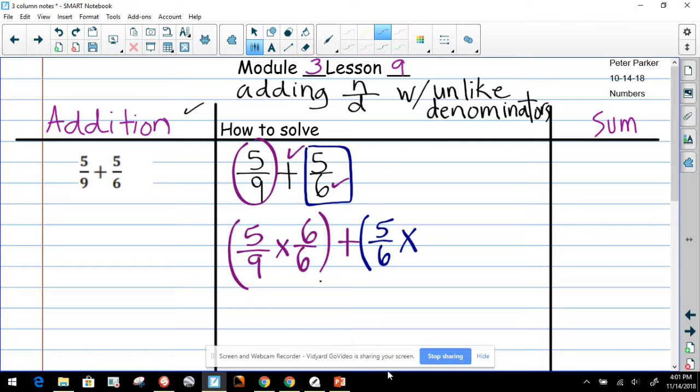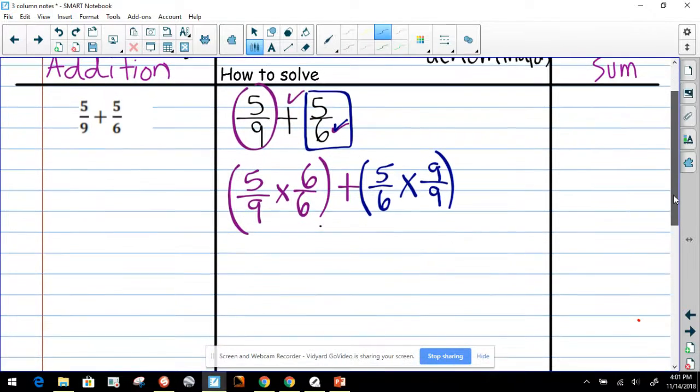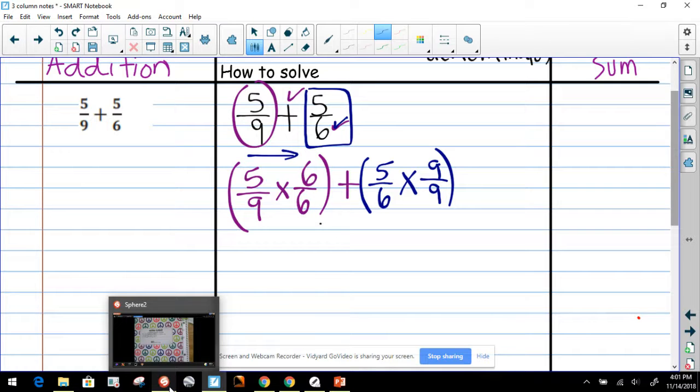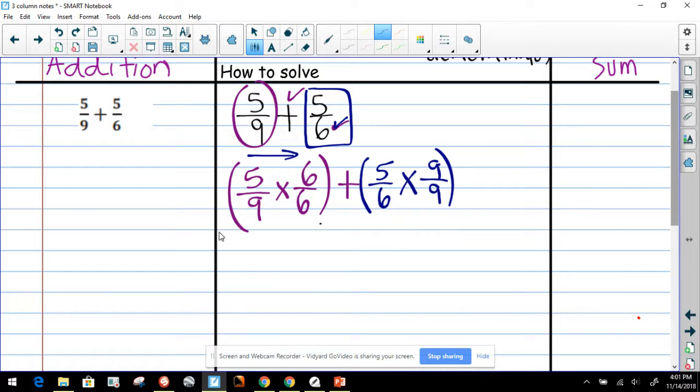What is the opposite denominator? Well, if this is 6, the opposite denominator is the 9. So we're going to multiply by 9 ninths. All right, and that's how we set it up. Now, we're going to do the multiplication. When you are multiplying fractions, you multiply numerator times numerator, which is 5 times 6 equals 30. And 9 times 6 equals 54.